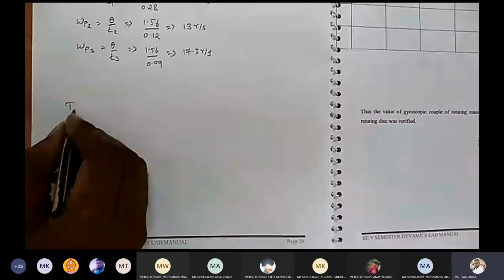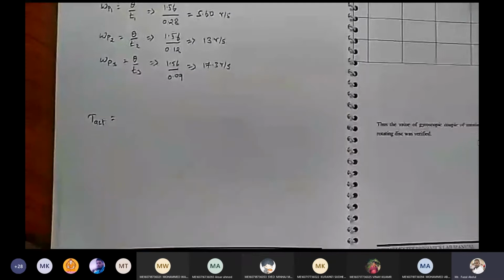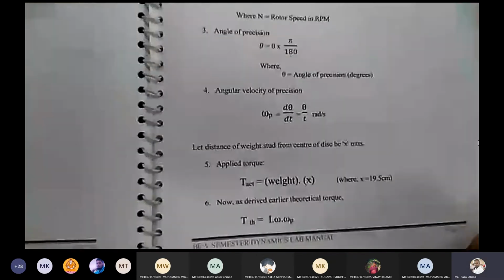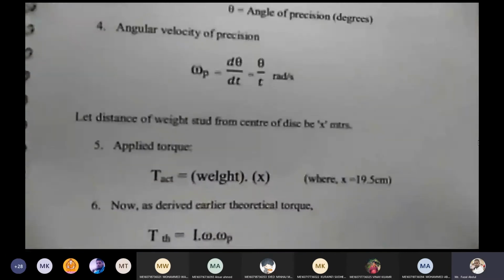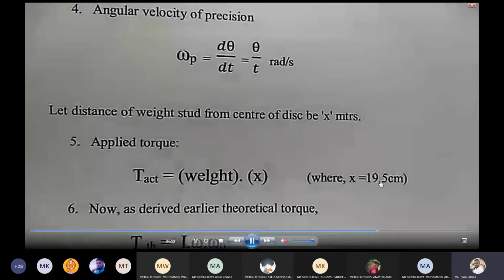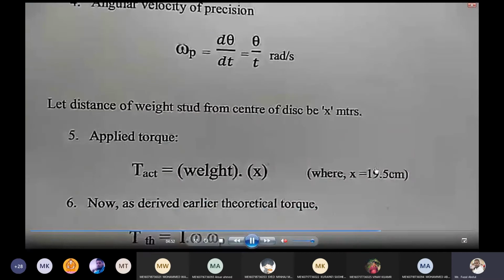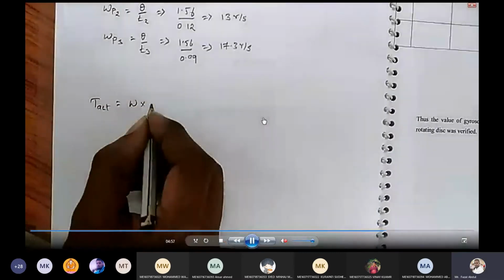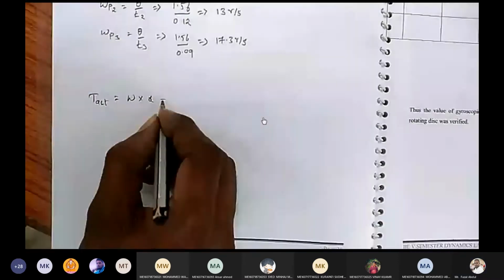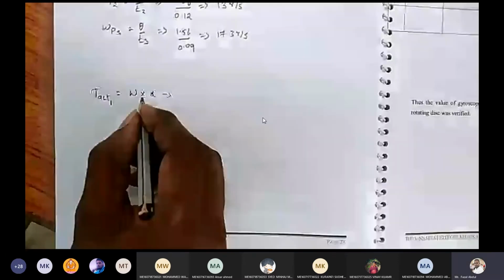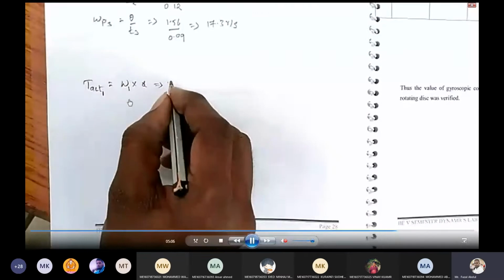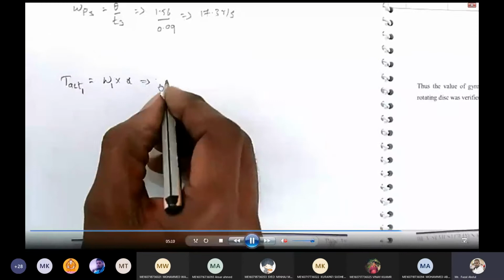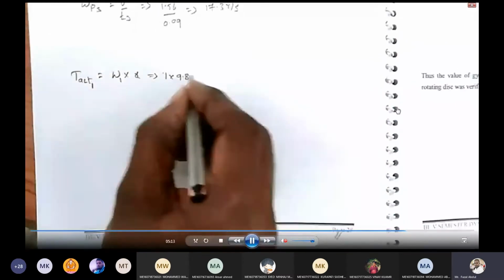Now, the actual value, theoretical, practically, actual torque is weight into perpendicular distance. The perpendicular distance is already provided in the manual as 19.5 centimeter. This 19.5 centimeter we need to convert into meters. Weight into distance. So first theoretical torque T1, W1. W1 we should apply in terms of newtons, not in kgs. For that reason, 1 into 9.81.